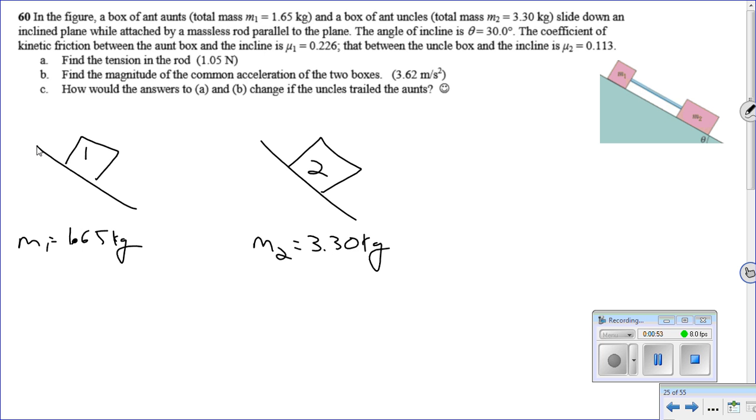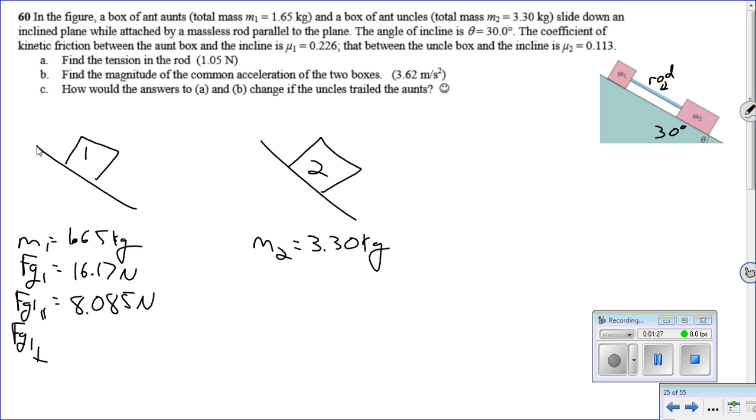Let's see, and it slides down. You've got this rod attaching them here. So here's our rod. It tells us that the angle of the incline is 30 degrees. So let's take a second and do this. We know that our force of gravity over here for box 1 is going to be 16.17 newtons, which means that the force of gravity 1 parallel is going to be 8.085 newtons. And our FG1 perpendicular is going to be, turns out, really close to 14.00 newtons.